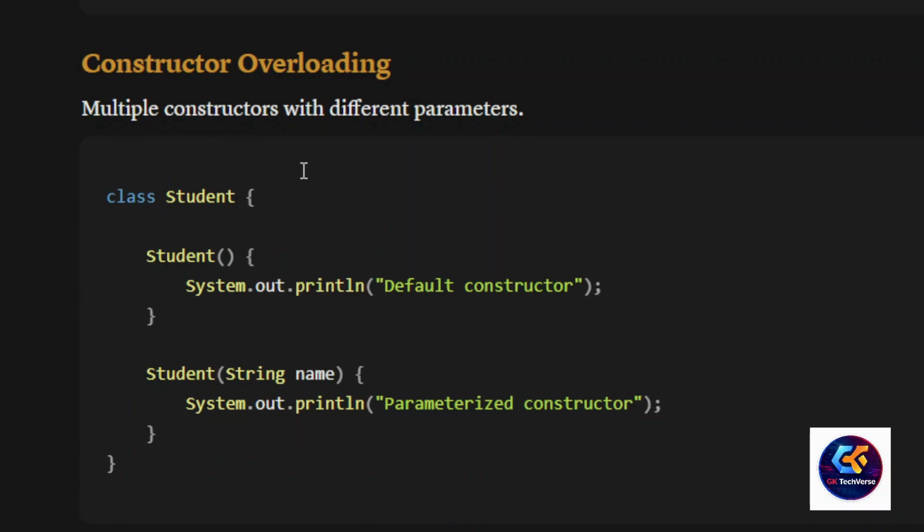So constructor overloading. We already know overloading, right? One class having same method name with different parameters is called overloading. Yes, in constructors, we can also have multiple constructors with different parameters. In this code snippet, student class is having one default constructor with no parameters and also another constructor with parameters, right? So this is called constructor overloading.